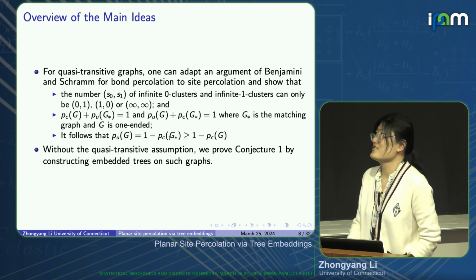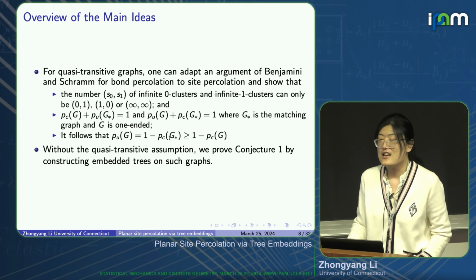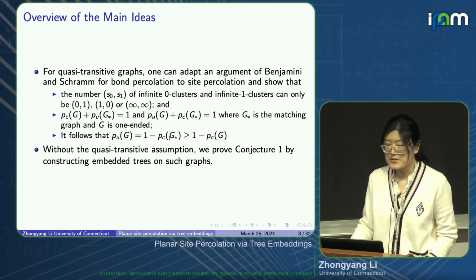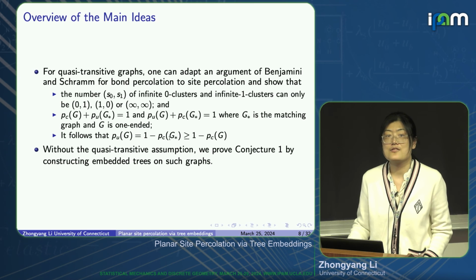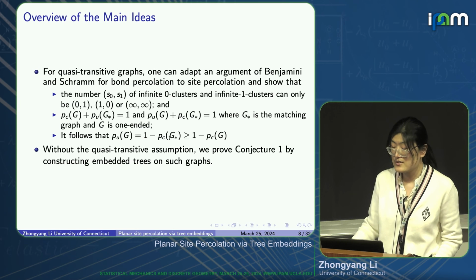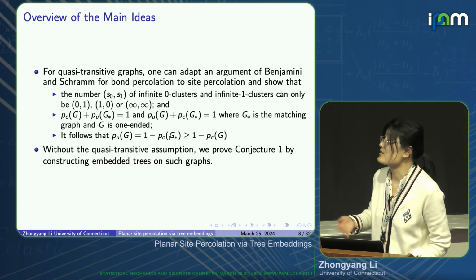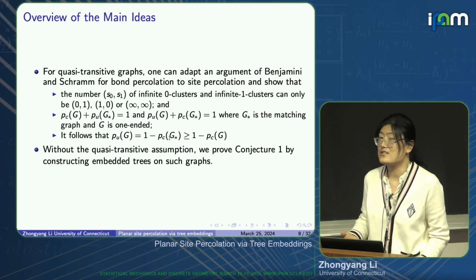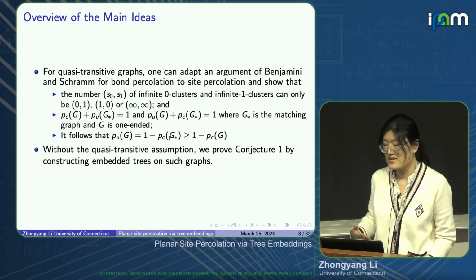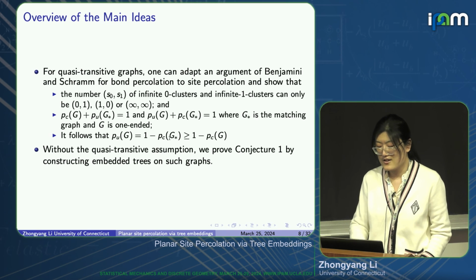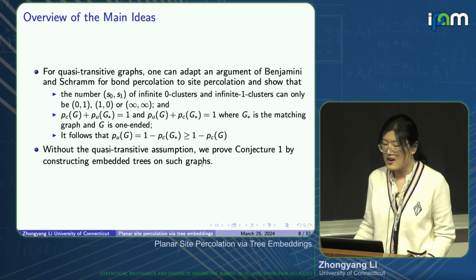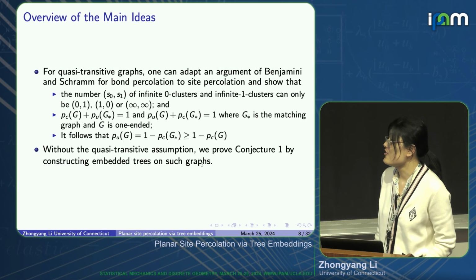So without the quasi-transitive assumption, a lot of existing techniques can no longer apply. For example, in quasi-transitive graphs, it is known that the total number of infinite clusters can only be 0, 1, or infinity. But without the quasi-transitive assumption, this is no longer true. So it could be, with positive probability, that the number of infinite clusters is an arbitrary finite integer. And also, the ergodic theorem does not hold anymore.